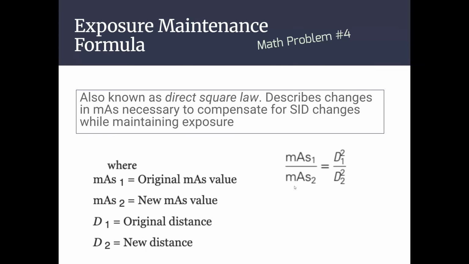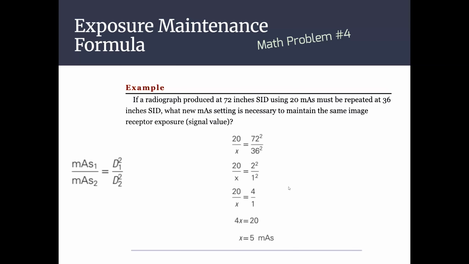Say we couldn't get that same SID, say we could only get 35 to 40, which is close enough to half. So our distance just got cut in half because of whatever environmental factors. So now we'll utilize this formula to calculate our new technique. For example, the word problem: if a radiograph produced at 72 inches SID using 20 mAs must be repeated at 36 inches, what is the new mAs setting necessary to maintain the same image receptor exposure, which is the same as signal value?